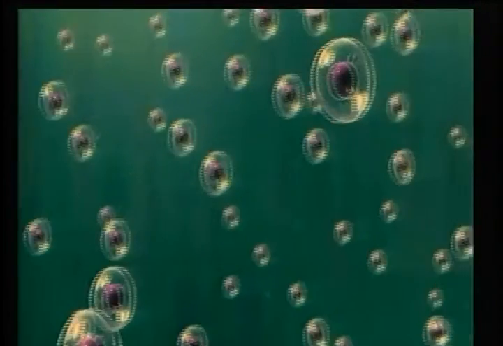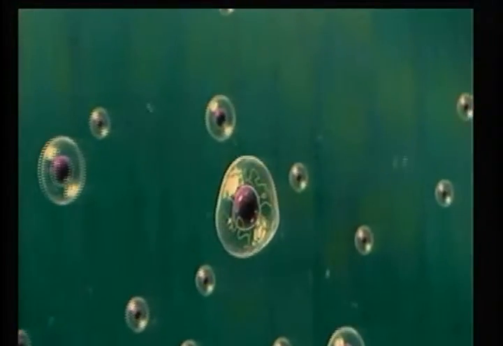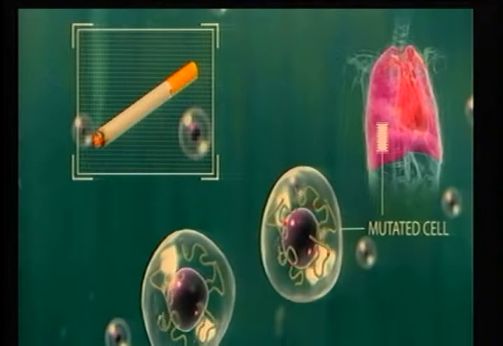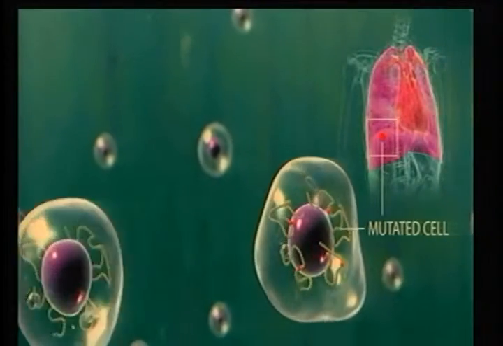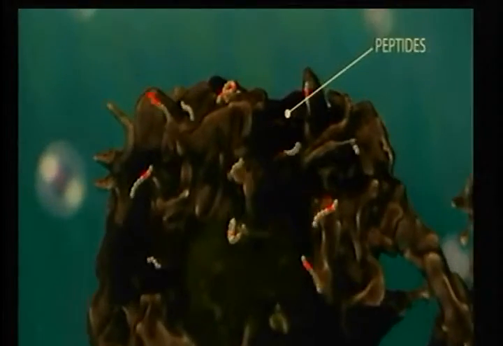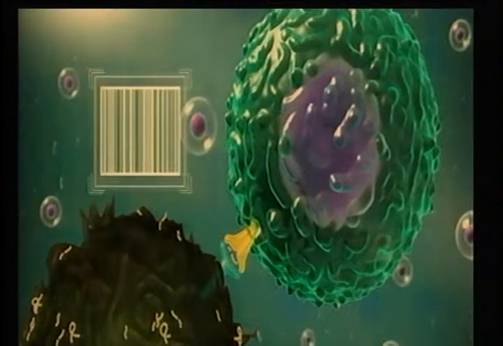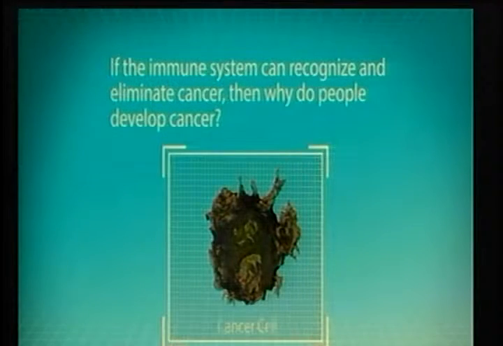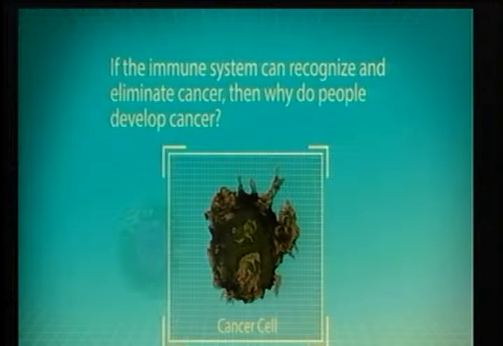But sometimes these proteins get changed or mutated. For example, smoking leads to mutations that make abnormal proteins in our lung cells. Sometimes when these proteins are changed, they stop functioning normally. This makes the cell become cancerous by making it grow and divide to become cancer. These mutated proteins are also broken down into smaller pieces and are presented as peptides on the surface of the cancer cell. These abnormal peptides are recognized by the TCR as foreign and activate the T cells to kill the cancer cells. But if the immune system can recognize and eliminate cancer, then why do people develop cancer?